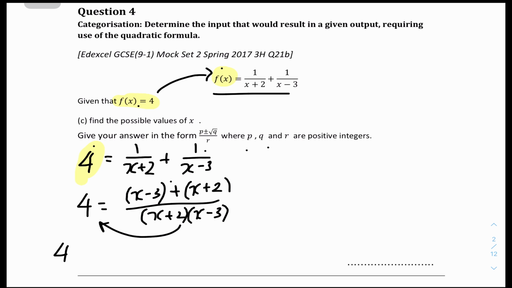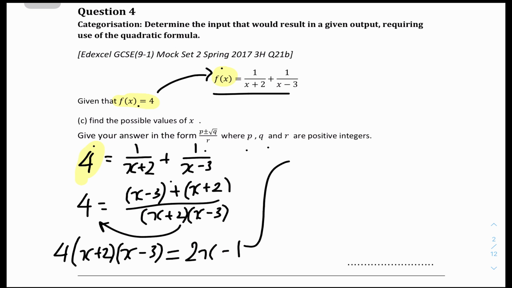So it will be 4 times x plus 2, x minus 3. Simplify the right hand side. There's 2x, and minus 3 plus 2 is minus 1. And then expand the bracket of the left hand side to get 4 times x squared, minus 3 times x plus 2x is minus x, minus 6, equals 2x minus 1.